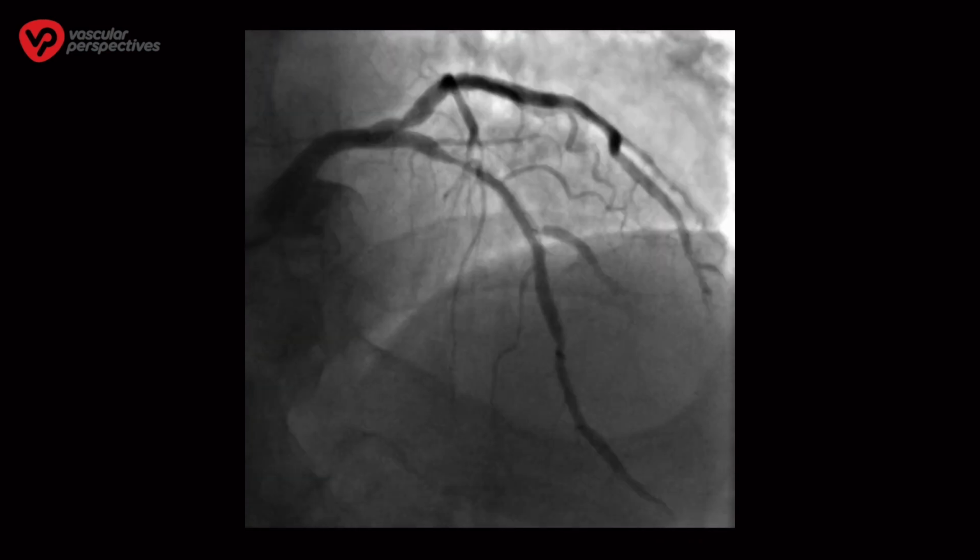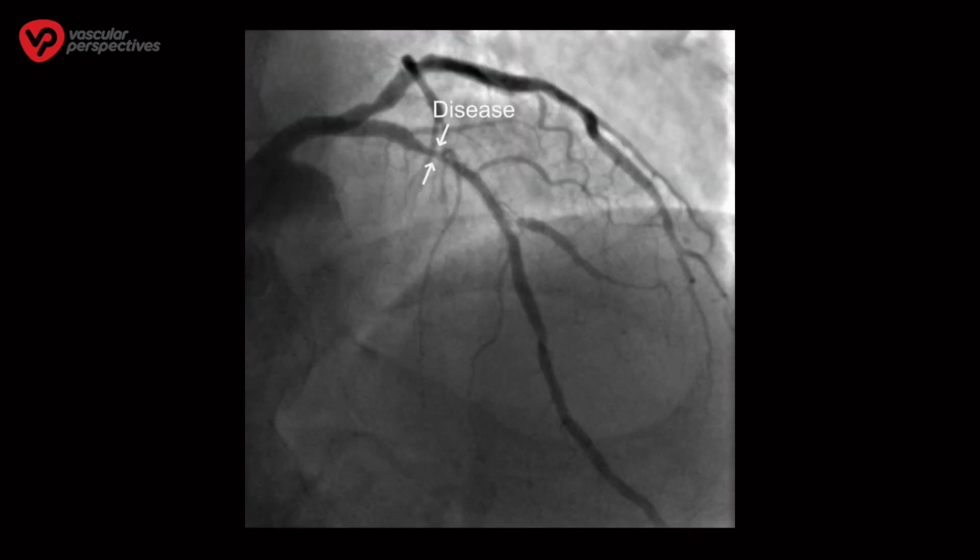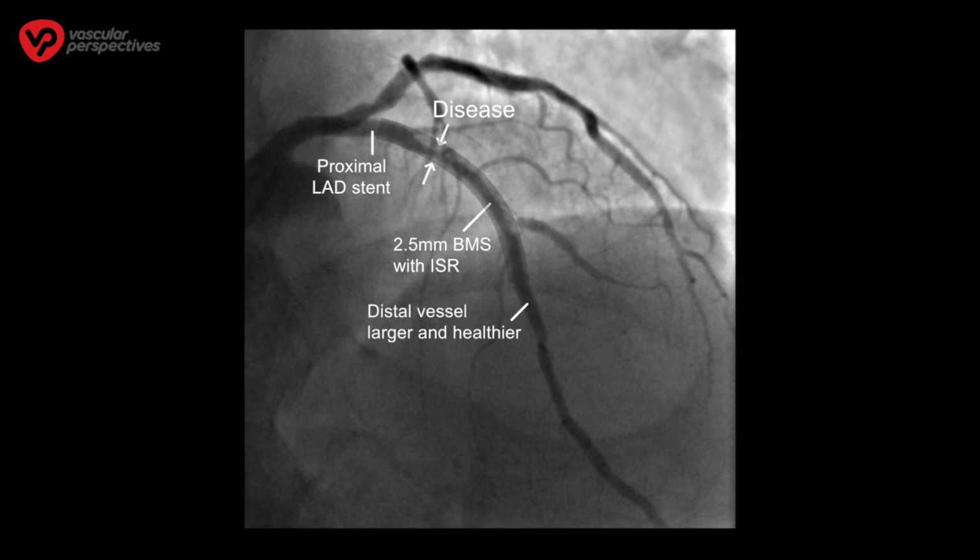So our strategy here initially was to treat this segment of disease between the proximal and mid stents. And my thinking was that probably because of this old bare metal stent, we should stent to overlap the nice healthy proximal stent and land in this healthy segment beyond the small original bare metal stent.